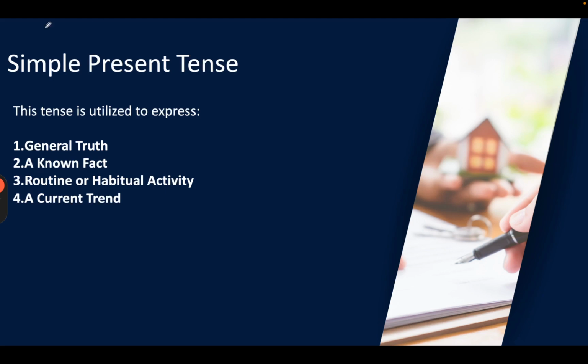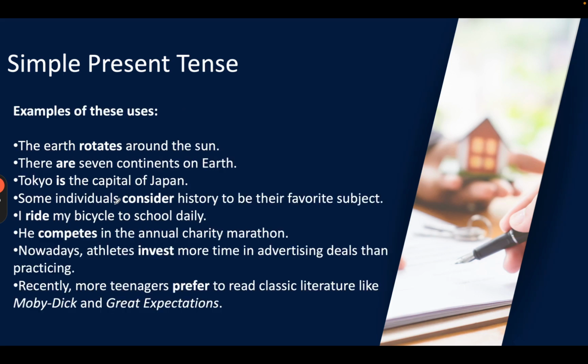Now, the first type is simple present tense. When it comes to simple present tense, how is it used? It's used in cases where we are talking about a general truth, a known fact, any routine or habitual activity, or a current trend. So remember this, when do we use a simple present tense? When it's about a general truth, a fact, a routine or habit, or a current trend. Now let's look at examples and try to understand how the tense has been created. Also, what are the trigger words that tell us that we're dealing with a simple present tense?